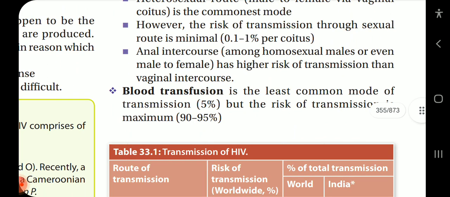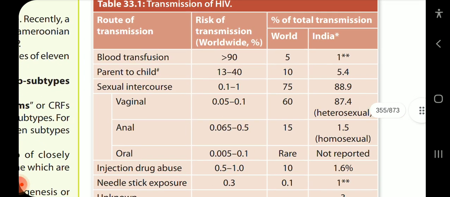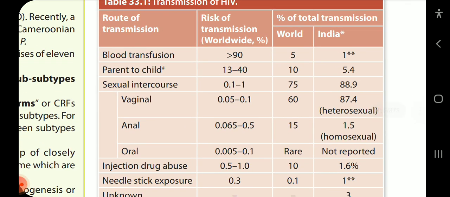Blood transfusion is the least common mode of transmission, 5%, but the risk of transmission is maximum, 90 to 95%. So in the table we can see the transmission of HIV. Route of transmission: blood transfusion, risk of transmission is more than 90%. In the world it's 5%, in India it's 1%.